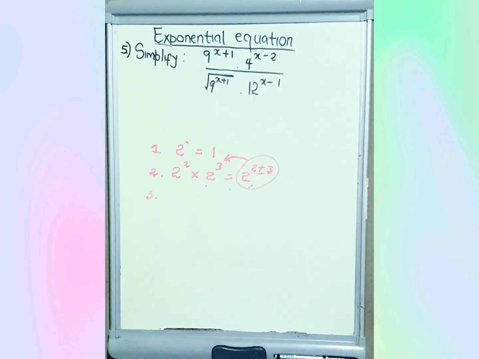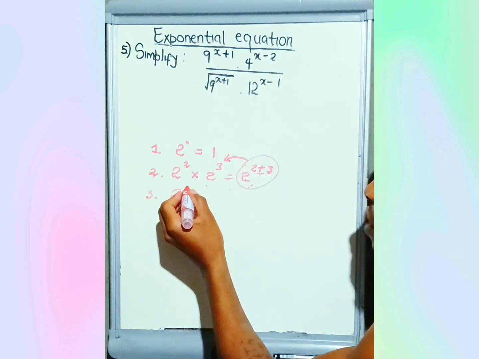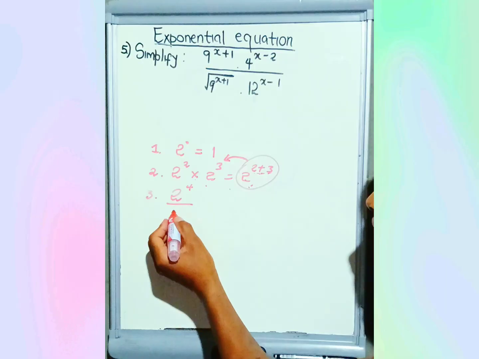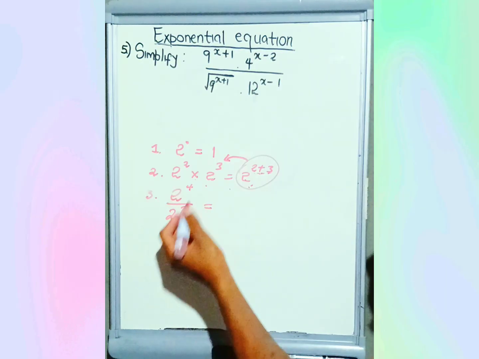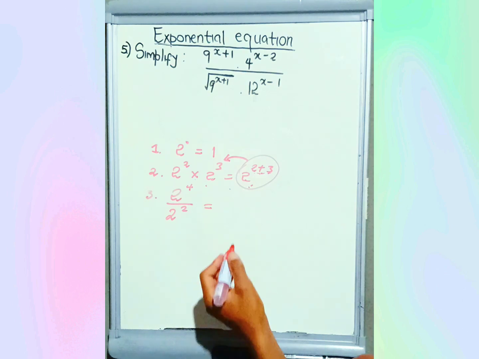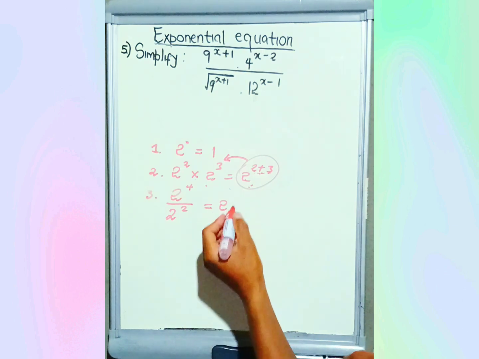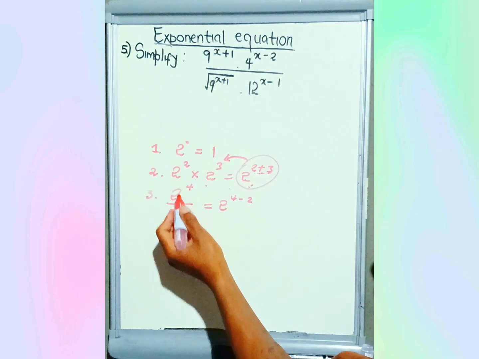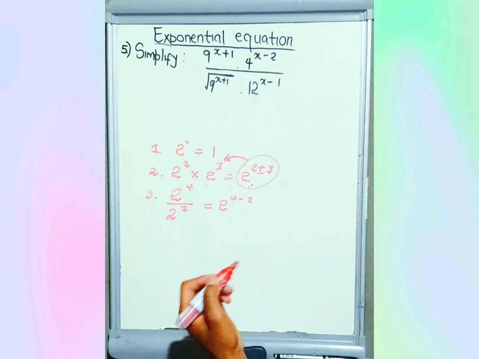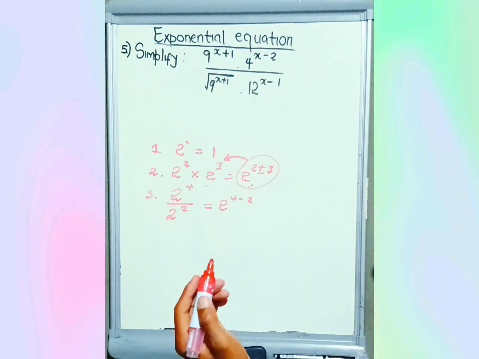Then we have also the quotient rule. The quotient rule says that if we are dividing the same bases with different exponents, we take one base, then we subtract the exponents. That is the quotient rule when you're dividing the same bases.